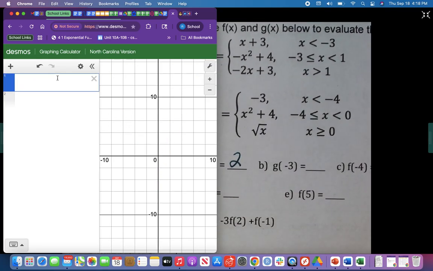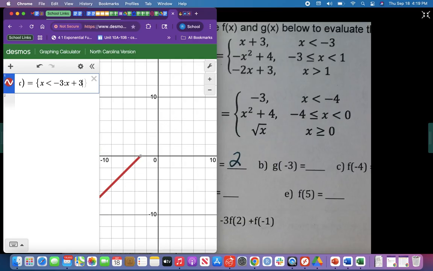All right, so f of x equals curly brackets. Right side, so x is less than -3, colon, the left side, so x plus 3. Done with that line, so comma, next line, -3 less than or equal to x less than 1, colon, -x squared plus 4, comma, last part, x is greater than 1, colon, -2x plus 3. Then I'm closing my curly brackets because I'm done with that.